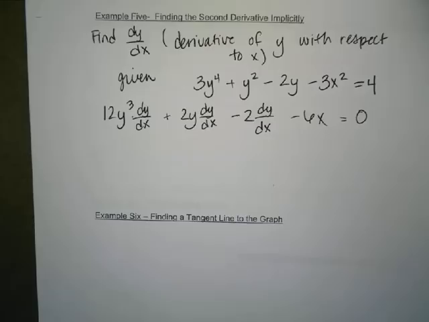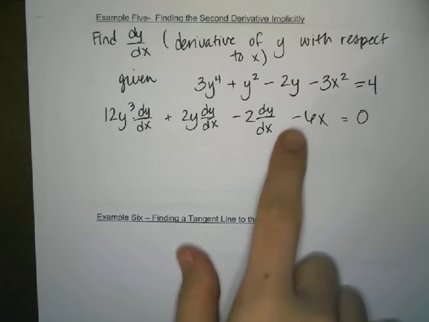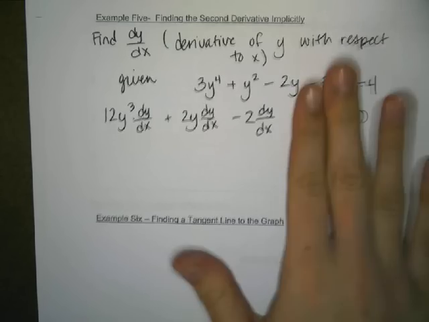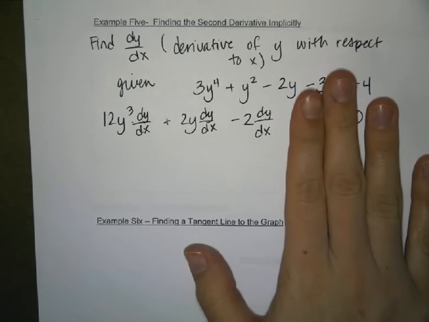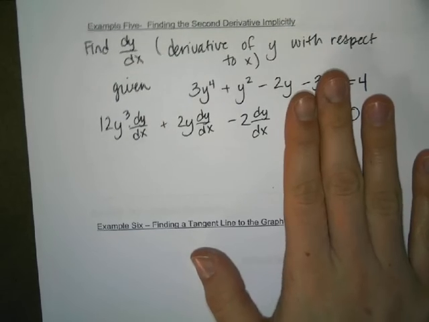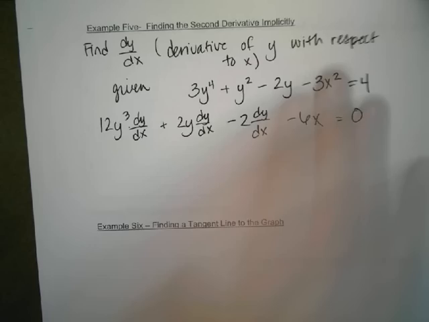Now, the next step is to collect all the terms that have dy over dx on one side and move everything else over to the other side. And I kind of do both steps in one. If I was to move this to the other side, we would just add 6x, right? Yeah. And then notice what we would have left. Each term would have a dy over dx in it. We'd pull it out as a greatest common factor. So I kind of do the moving and the factoring out all in one step to save room.